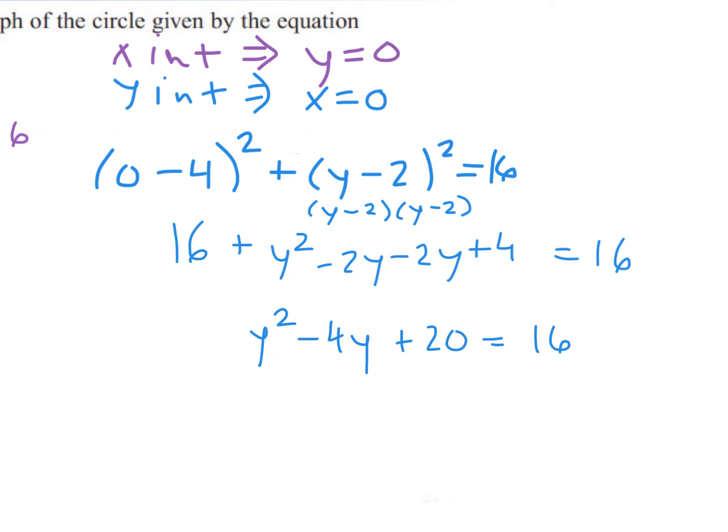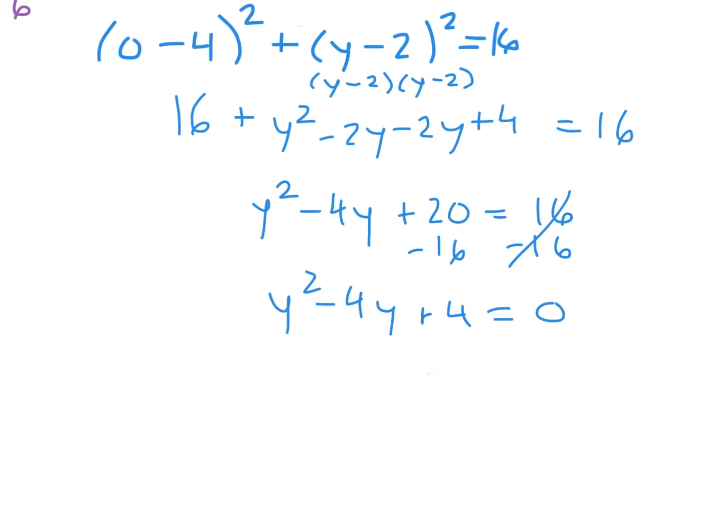What next? Subtract 16. So y squared minus 4y plus 4 is equal to 0. What next? See if we can factor. Do we have two factors of positive 4 that add up to negative 4? Negative 2 and negative 2. So we would have y minus 2 times y minus 2 is equal to 0.